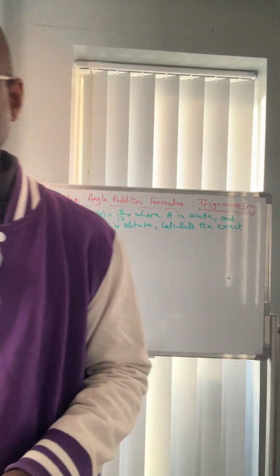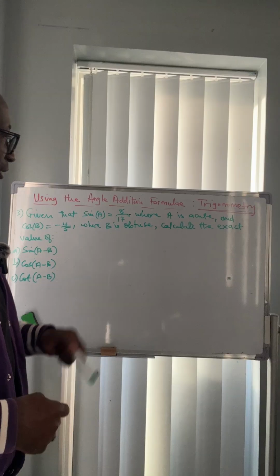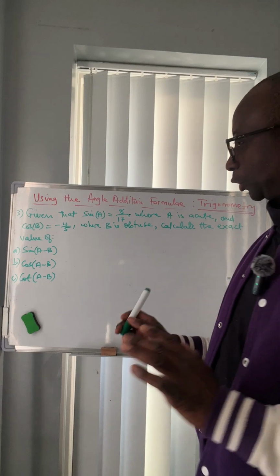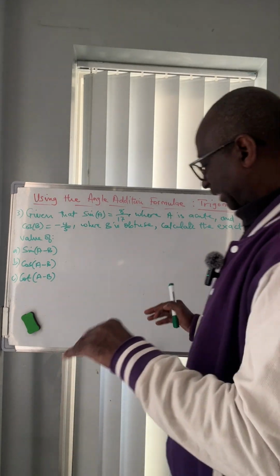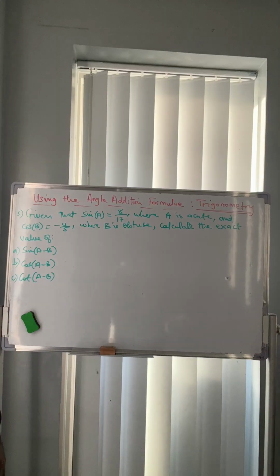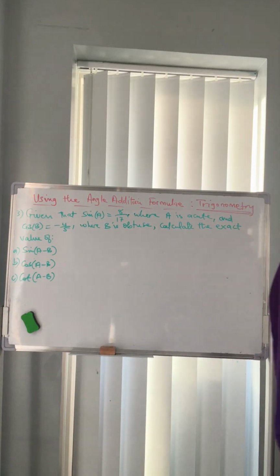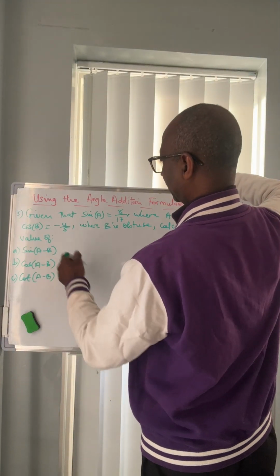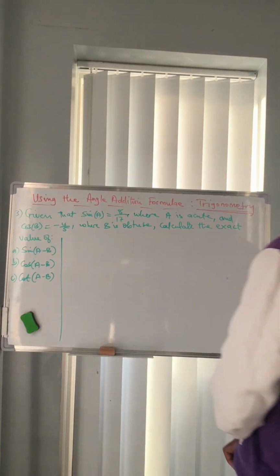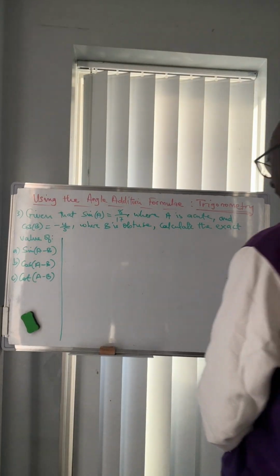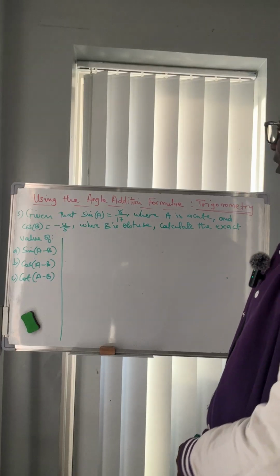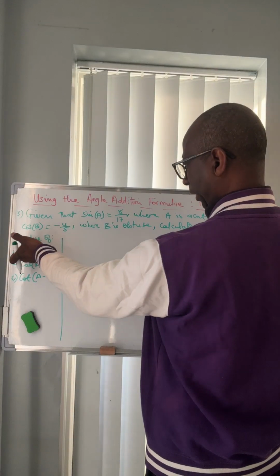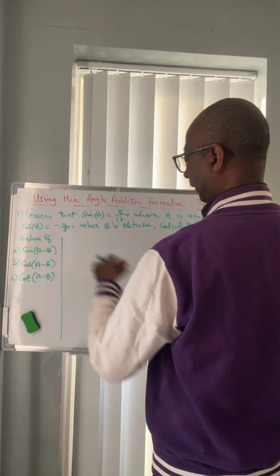We already explained what acute, obtuse, and reflex angles are in the first video, so we're not going to explain them again. We're just going to use the understanding we have about them in solving this problem. Let's look at the parts. First part: sine of A minus B. We are using the angle addition formula. You know what that means? You should be able to expand these functions.